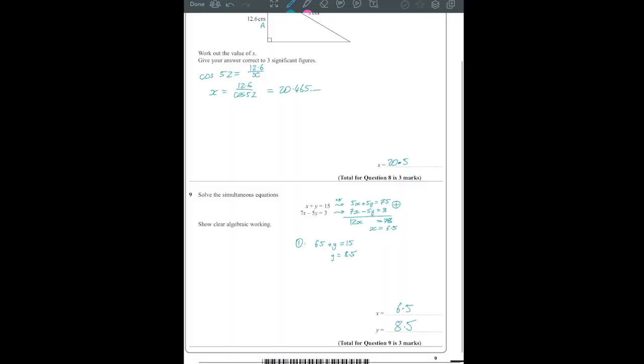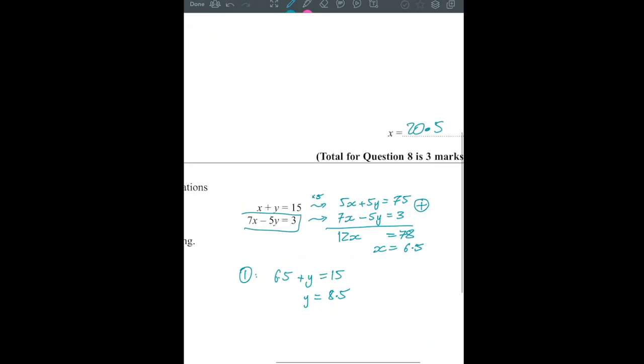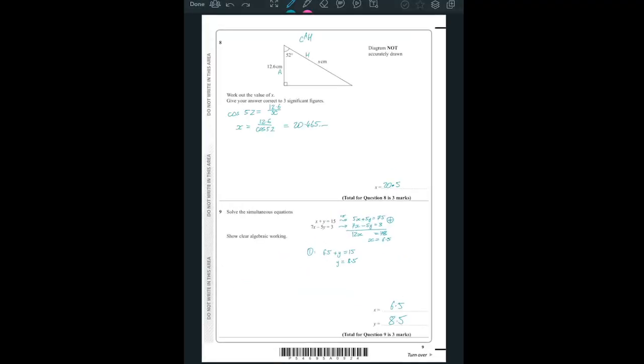Of course, a really good hint is then to check that that is correct. So I'm going to go back to the second one and just make sure that it works in my calculator. 7 times 6.5 minus 5 times 8.5 does indeed give 3. So I know I've done that question right.